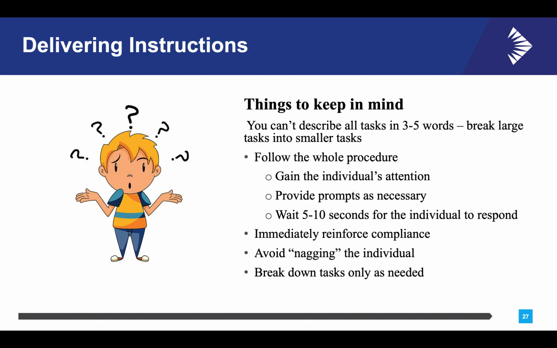So things to keep in mind. You can't describe all tasks in 3 to 5 words, so we might need to break larger tasks down into smaller tasks. So follow the whole procedure. So gain the individual's attention, provide prompts as necessary, wait 5 to 10 seconds for the individual to respond. Immediately reinforce compliance. So as soon as the individual complies to the instruction, we want to reinforce that cooperation and tell them what a great job they're doing. So avoid nagging the individual. So we're going to avoid repeating the instruction over and over again. And we're going to break down tasks only as needed.